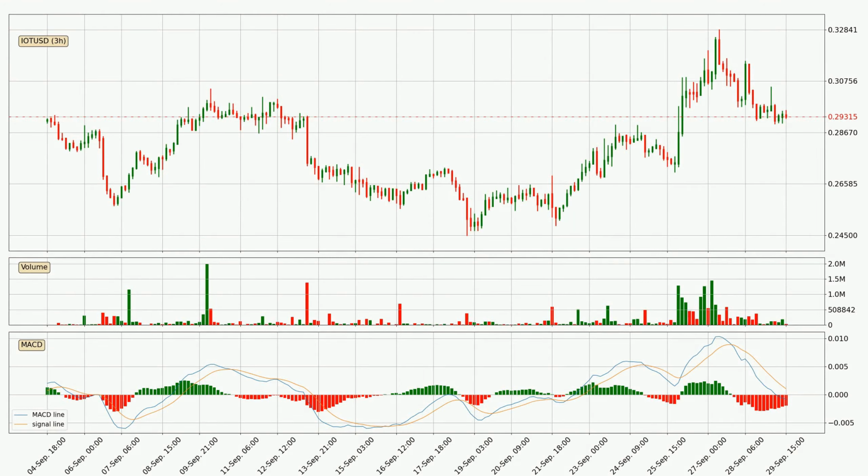Jumping to the 3-hourly MACD, the trend is currently going down because the MACD line is below the signal line. But it's expected for the price to remain the same for some time because the MACD histogram shows that the momentum at the moment is shifting upwards. You should wait and see if the MACD line will cross the signal line, which will be bullish.